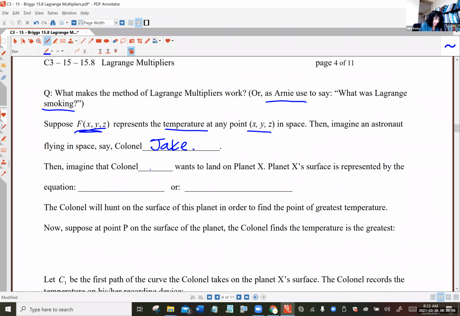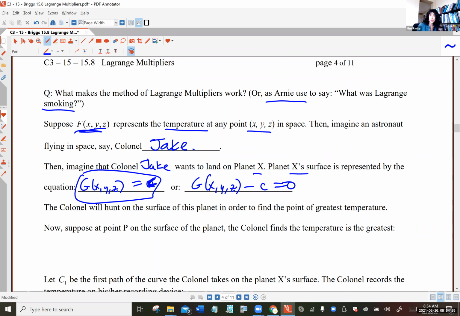Now, imagine that Colonel Jake wants to land on planet X. Planet X's surface is represented by its own equation. We can represent surfaces with functions that look like this: G of x, y, z equals 0. This is the representation of planet X. So that's the surface. It's a level surface. If this were a constant instead of 0, we could rewrite it with everything on one side and 0 on the other, just to make sure we have a 0 on one side.